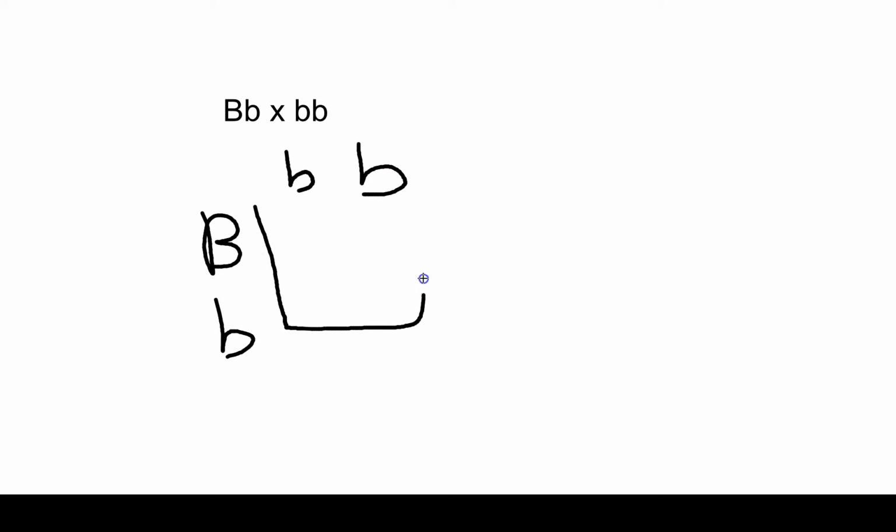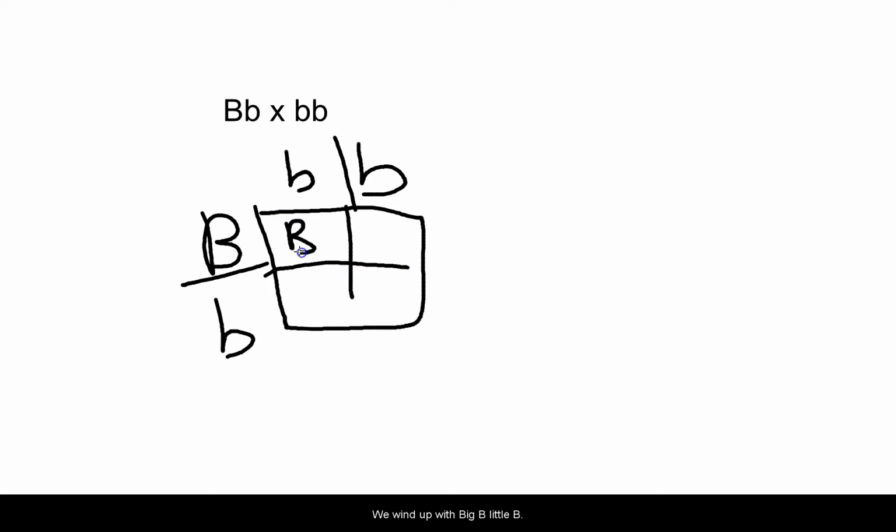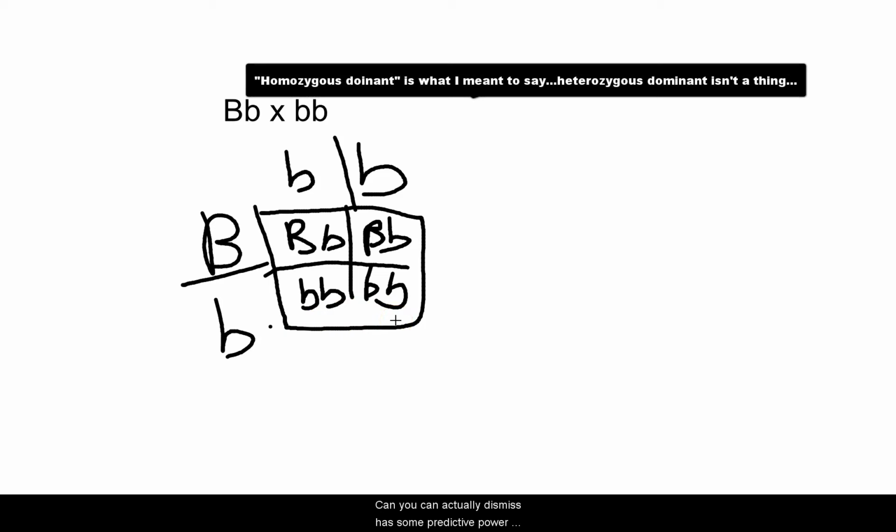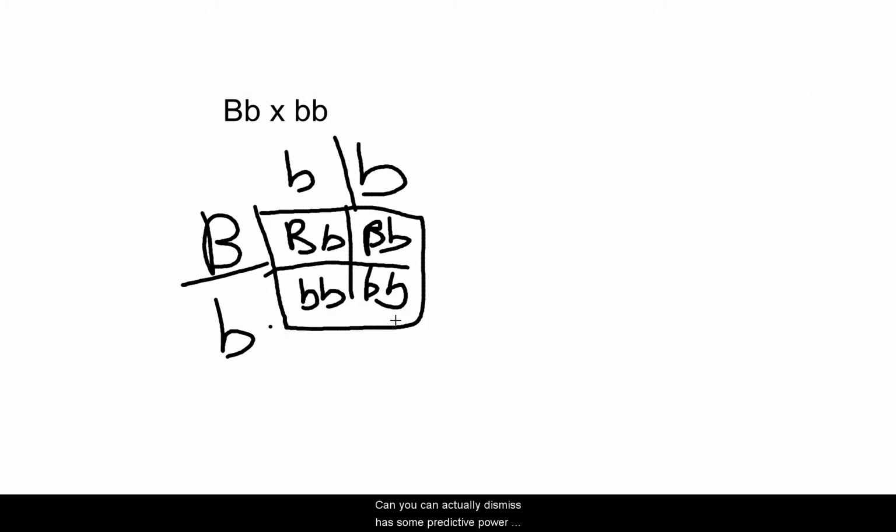So you make your Punnett square, and you wind up with big B, little b, big B, little b, little b, little b, and little b, little b. So the offspring from this cross were two heterozygous individuals and two homozygous recessive individuals. Notice there are no homozygous dominant. This has some predictive power. You can use the alleles of individuals in a population, whether they're heterozygous or homozygous, and figure out how many you expect just by chance in subsequent generations.